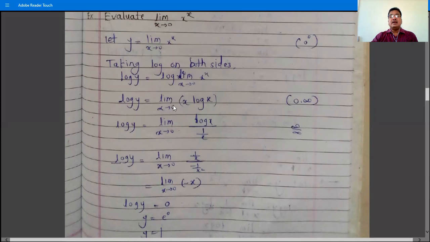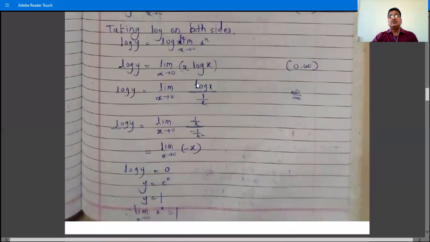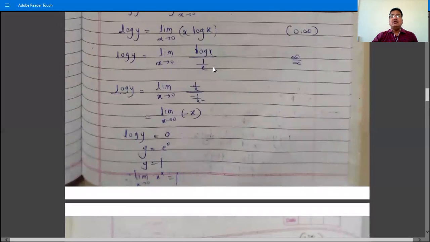And if we substitute again x as 0, then we have 0, and log 0 is infinity. So we have 0 into infinity, which is again an indeterminate form. So we reduce the example to the form infinity by infinity or 0 by 0. For that, shift this x to the denominator. So we have log x divided by 1 by x. Then if you substitute x as 0, log 0 is infinity and 1 by 0 is again infinity. So infinity by infinity form, and therefore we can apply L'Hospital rule.